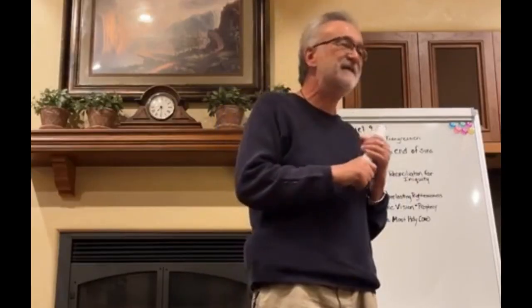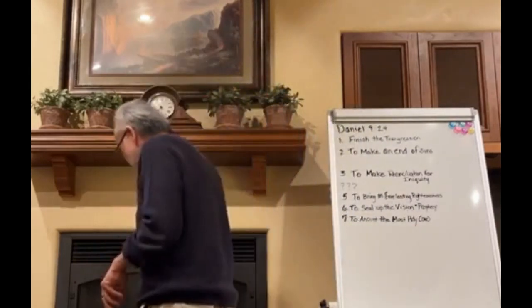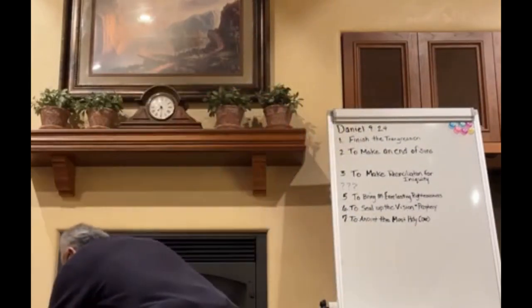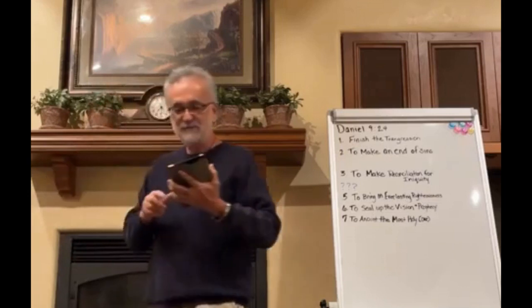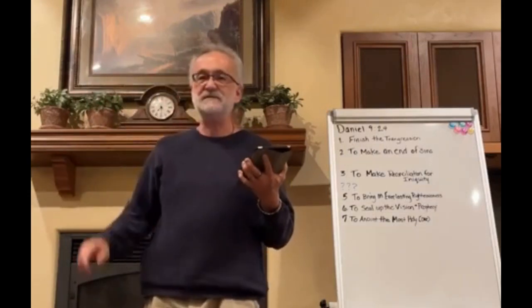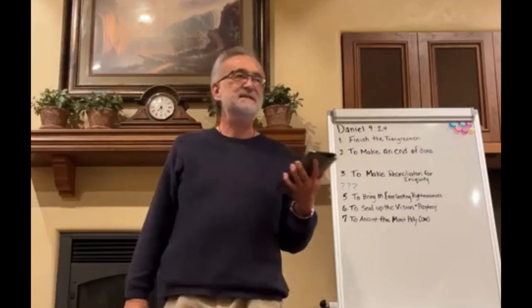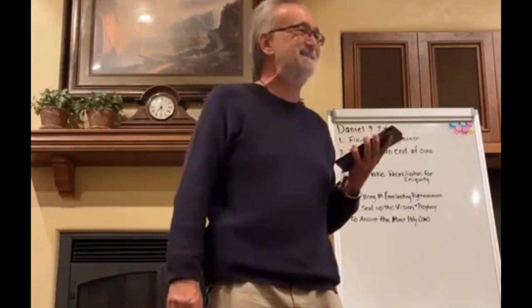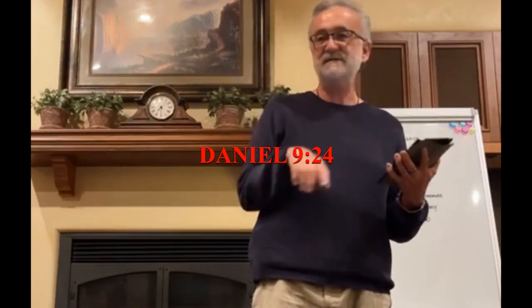Let's go to Daniel 9:24 through 27. Okay? Daniel 9:24 through 27. What's this prophecy referred to as? 70 weeks of Daniel. Yes. Daniel's 70 weeks. Okay? And we talked about, he says, and I'm using the New American Standard just so you know.